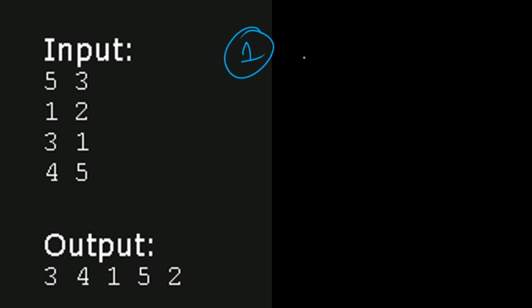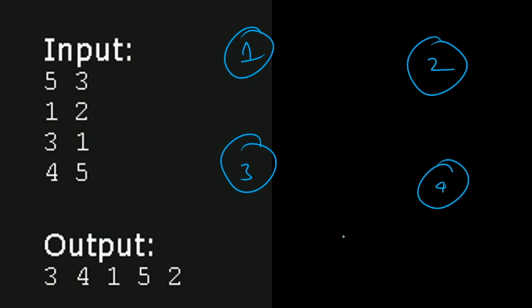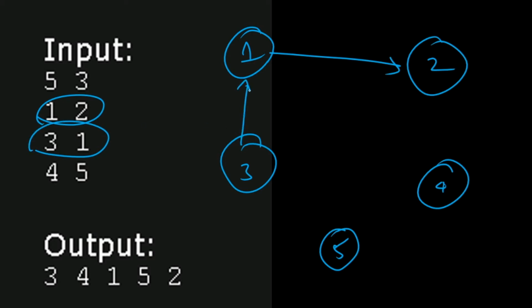We have 1, 3, 2, 4 and 5 courses. Now let's represent them in a digraph. There is an edge from 1 to 2. There's an edge from 3 to 1. There is an edge from 4 to 5.